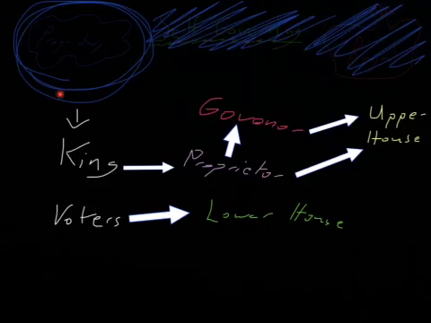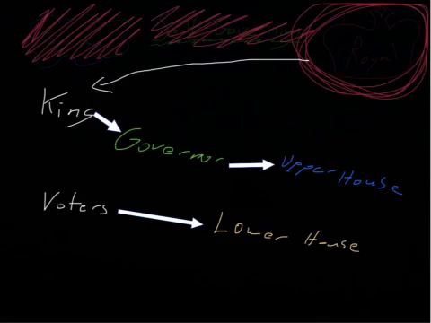Next come proprietary colonies. In these colonies, the king gave land to a proprietor who would be in charge of that land. Then the proprietor chose who the governor was. Next, the governor, or still the proprietor, chose the upper house representatives. Last but not least, the qualified colonists voted for the lower house representatives. These colonies were just about as democratic as the royal colonies.